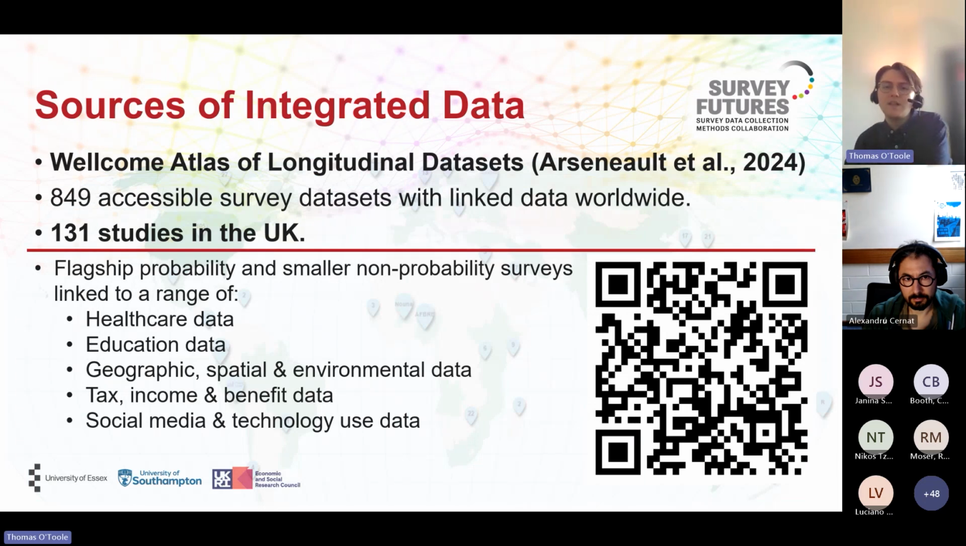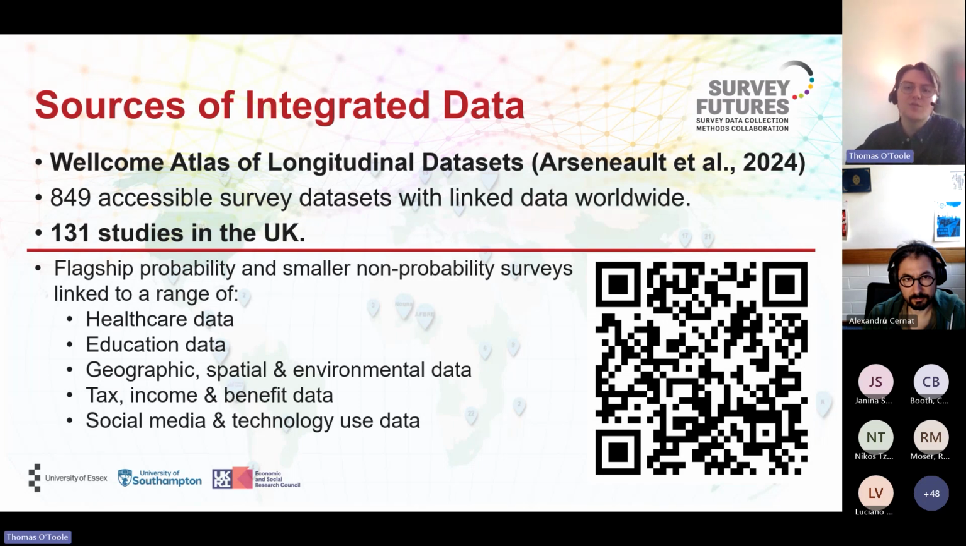So I wanted to just quickly share a new resource for data discovery. This is the Wellcome Atlas of Longitudinal Datasets, which globally aggregates longitudinal population studies and can include filters for integrated and linked data. At the time of writing, there were 849 studies worldwide with some form of linked data and 131 in the UK.